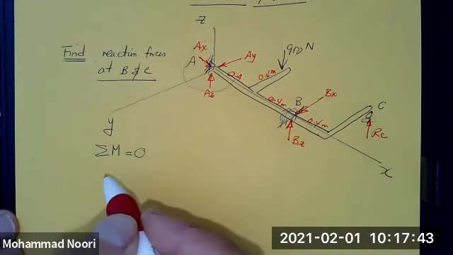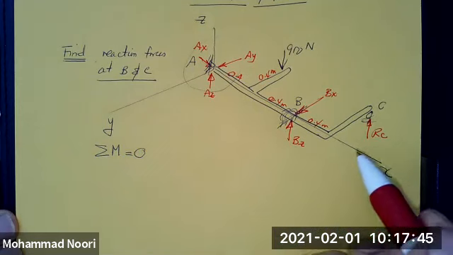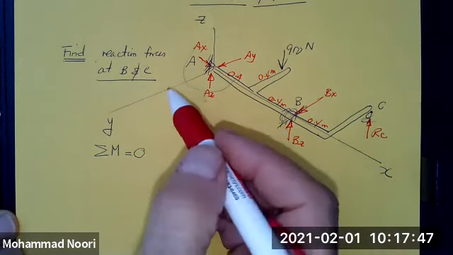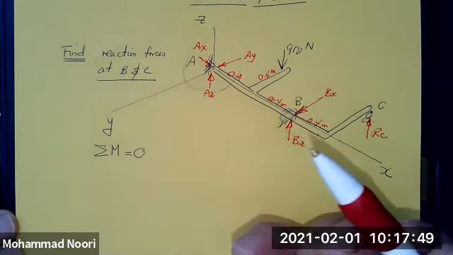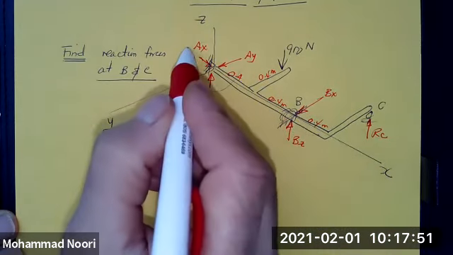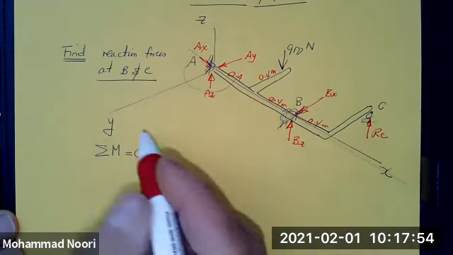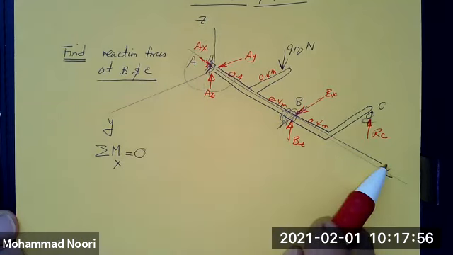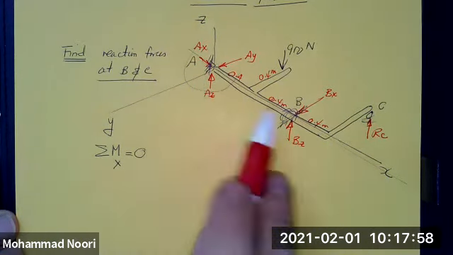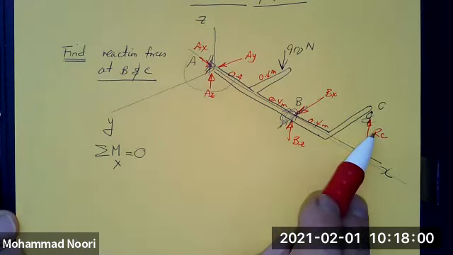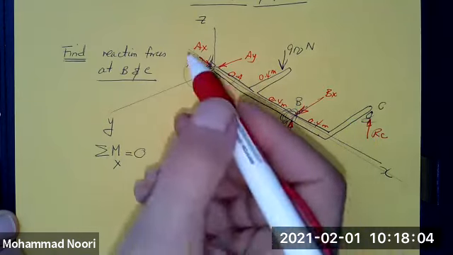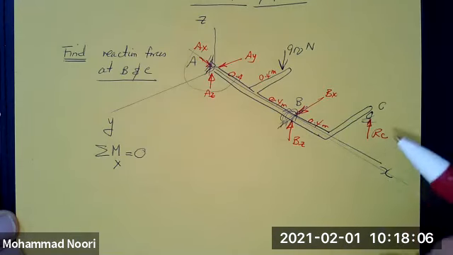So you look at this problem and you say, okay, if I want to use the concept of summation of moments is equal to 0, which would be the best? Summation of moment about an axis or about a point? I see that if I take summation of moments about x-axis, all these unknowns intersect except the one at C. So apparently this is a good axis.